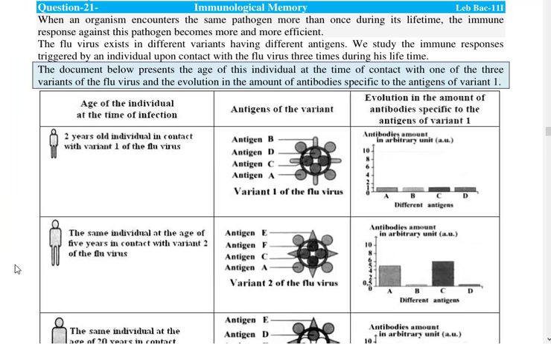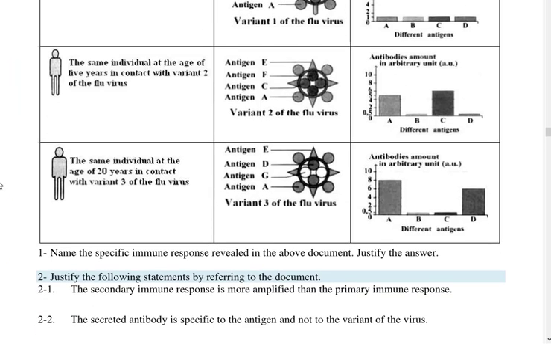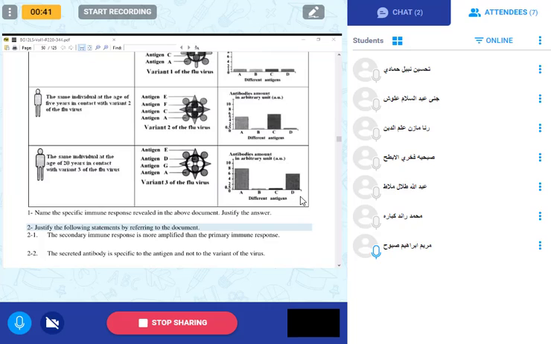Yes, the same individual at the age of 5 years in contact with variant 2 of the flu virus. And the antigens are E, F, C, A. Okay. So he has a high amount of antibodies against which ones? Against A and C. Why? Because it is the second time he sees them. He will see them for the second time.